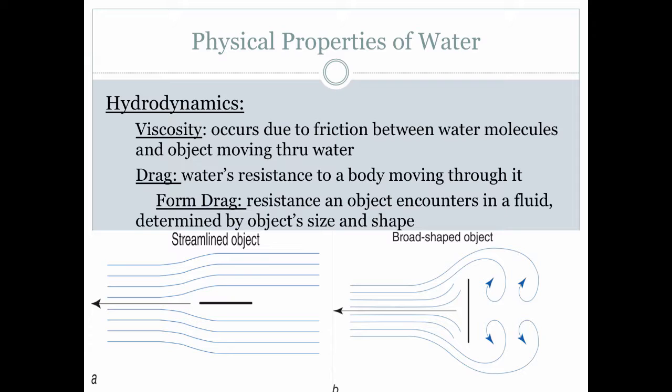So hydrodynamics, a couple of terms here. We'll talk about some different forms of drag, and we'll talk about viscosity. Viscosity occurs due to the friction between water molecules and the object moving through water. We commonly hear the term viscosity used whenever you think of motor oil. You always see these commercials that talk about having low viscosity because the purpose of the oil is to reduce friction.